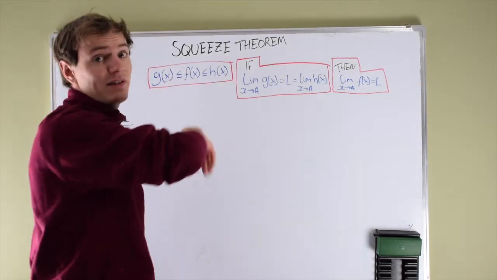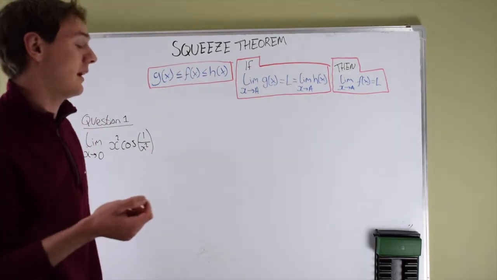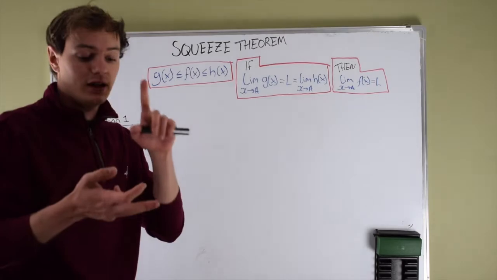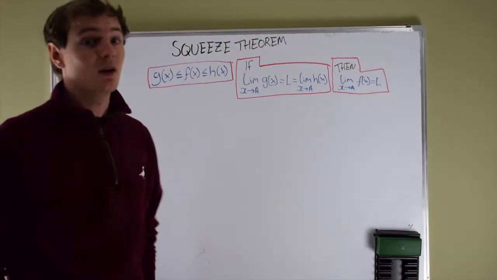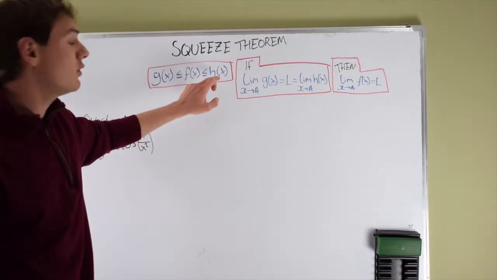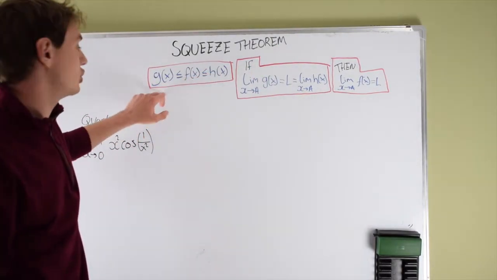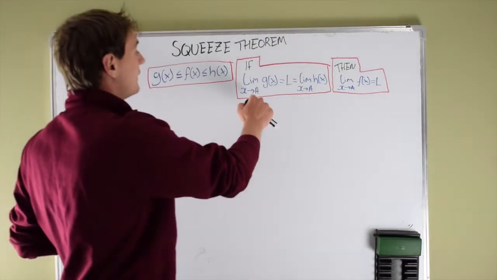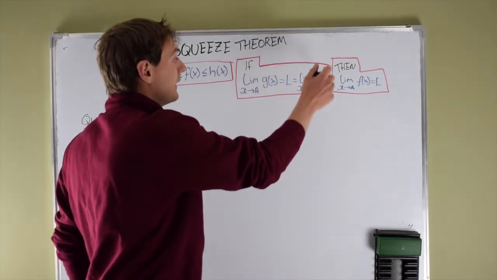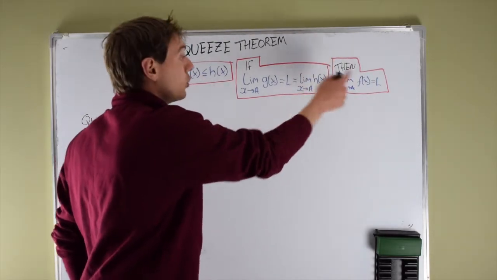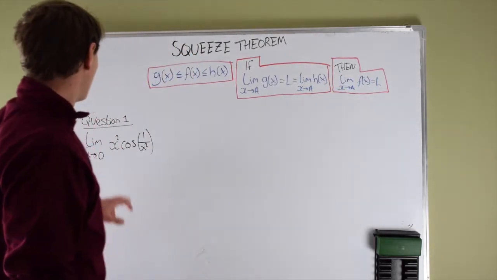If you have a function f of x which you can't evaluate at a point, so that's if it's 0, if it's infinite, if it's minus infinite, or you just can't evaluate it because it will be divided by 0, this is when you use the squeeze theorem. So if you have a function higher than f of x and a function just lower than f of x, and the limit approaches the same thing, then you can say that f of x also approaches the same limit. So we're going to go over a few questions here.